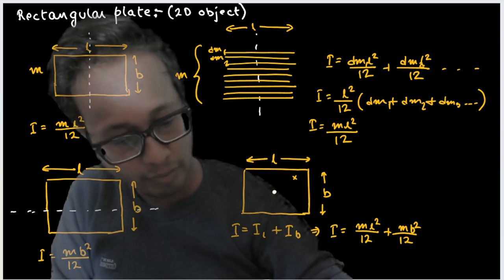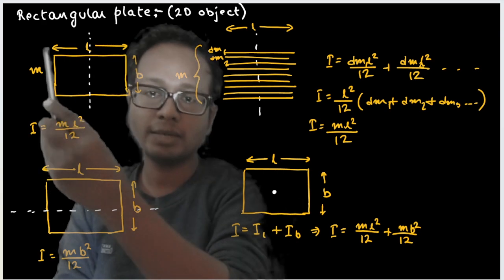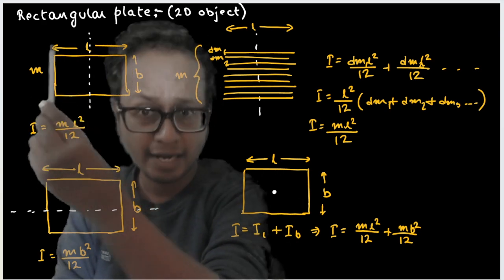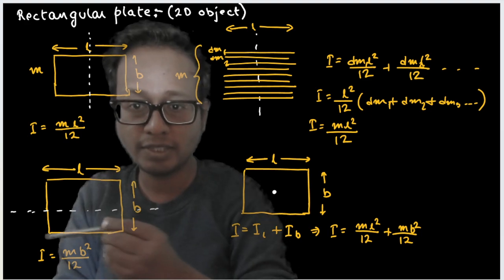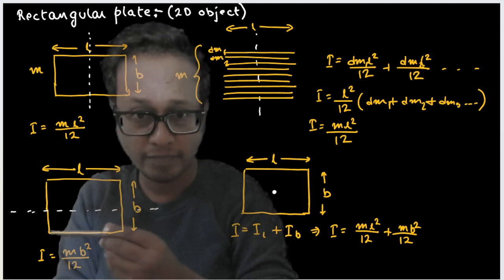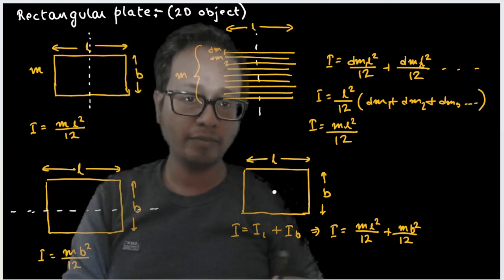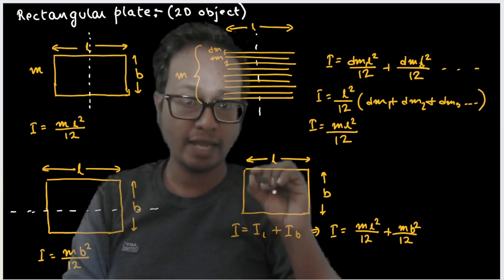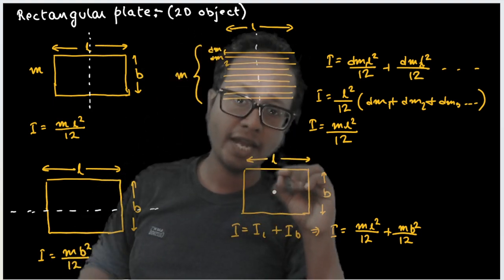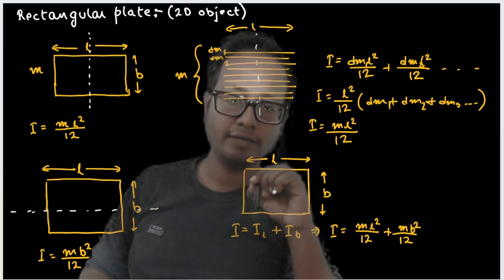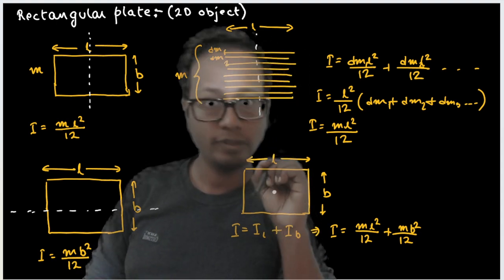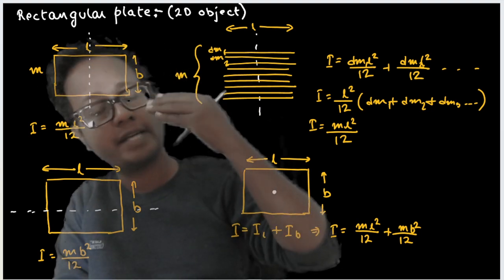So how do we get the moment of inertia about the vertices? We get the moment of inertia about this axis by applying the parallel axis theorem, and about this axis also by applying the parallel axis theorem, and we add them to get the moment of inertia about the vertices. A similar method can be applied to approach the moment of inertia about any point inside the rectangular plate, if the axis is perpendicular. So that's it, there goes our rectangular plate.